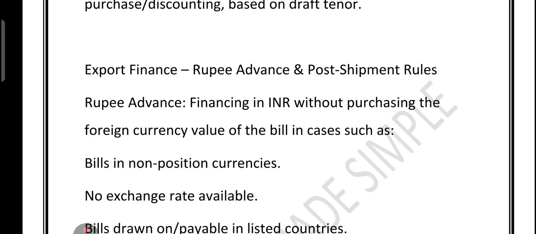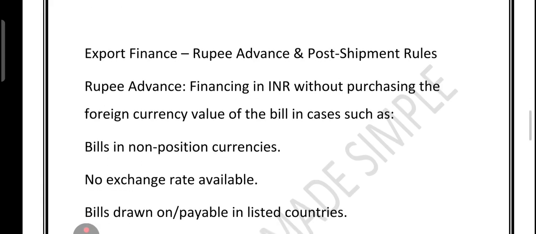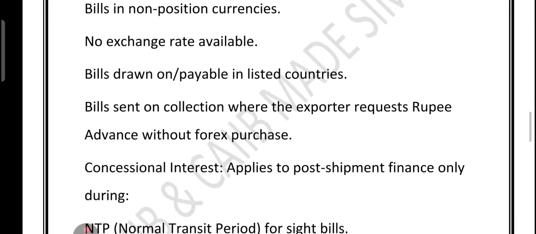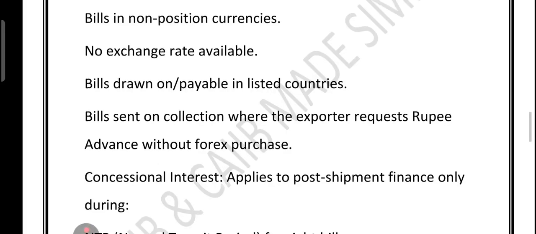Sometimes, instead of getting dollars or euros right away, you take financing in Indian rupees. So this is called rupee advance. You are an exporter, you have shipped goods, you are waiting for payment from a foreign buyer. So instead of getting dollars or euros right away, you take financing in Indian rupees. The bank gives a rupee advance in cases like, first of all, when the bill is in a currency that the bank does not normally deal with.